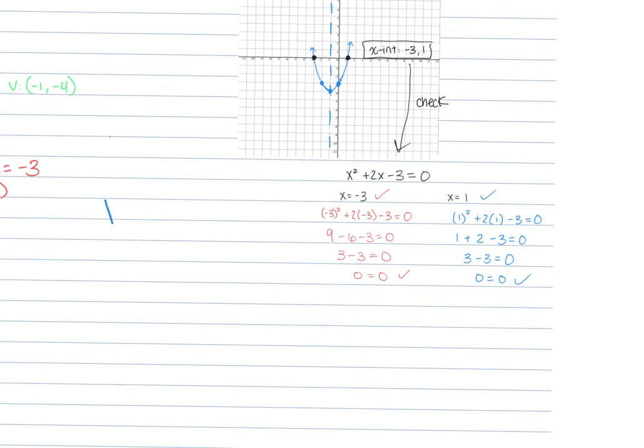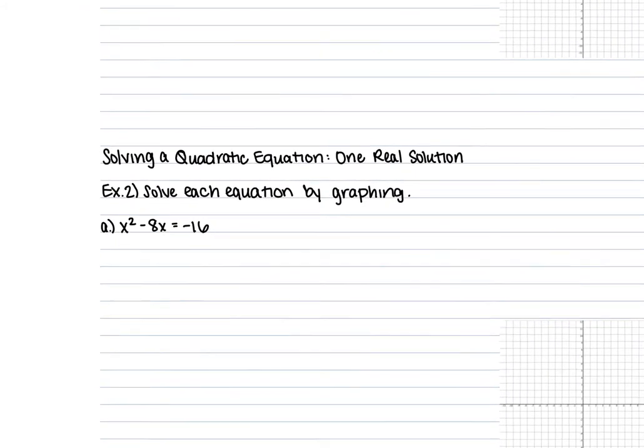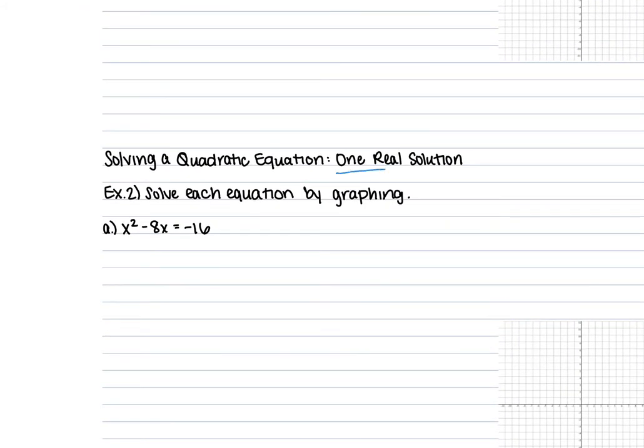Now, this example had 2 solutions. We are going to see examples that have 1 solution, and we're going to see another example that has no solution, okay? So let's go ahead and start by checking out the example that has 1 solution. All right, so go down to this example where it says 1 real solution.